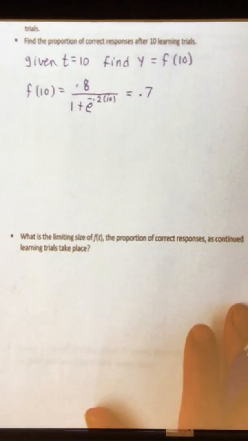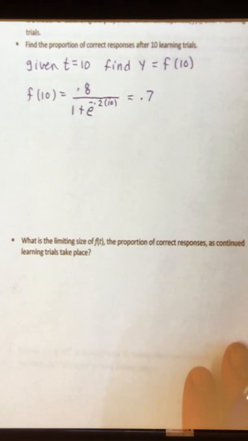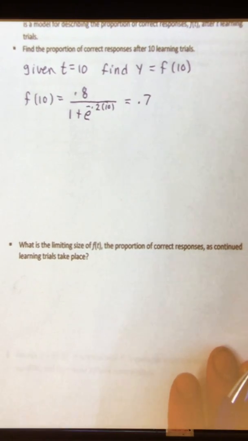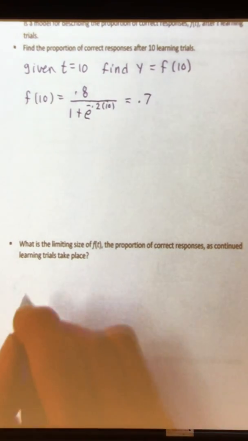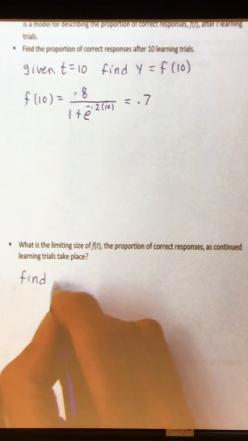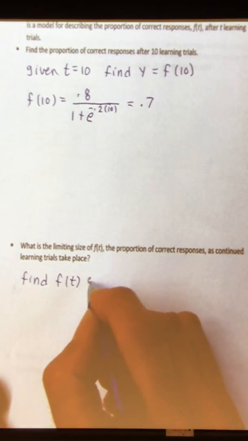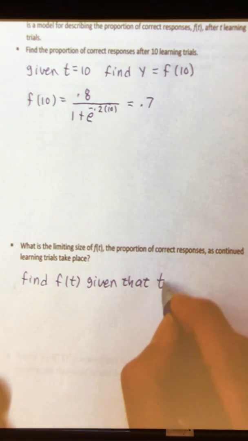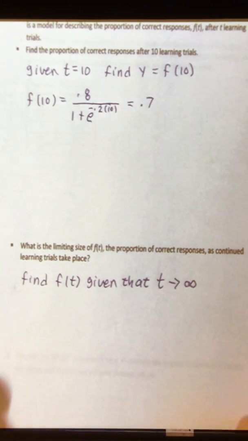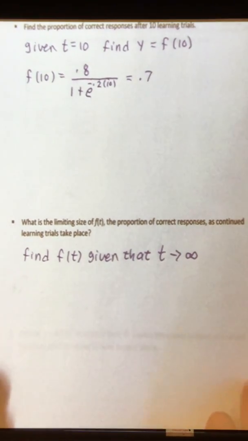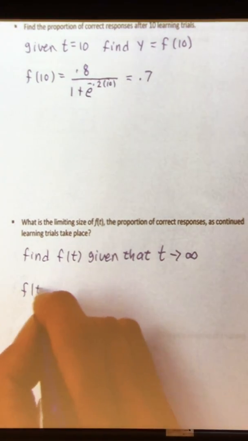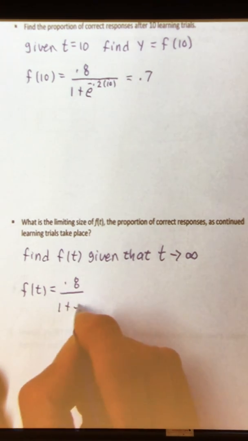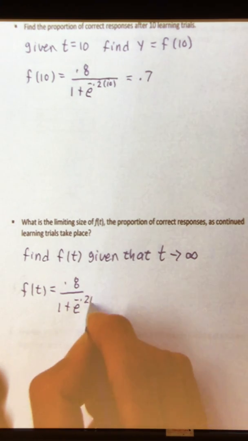The next part, we're asked, what is the limiting size of f of t, as more and more learning trials take place? So to translate, we're asked to find f of t given that the number of learning trials t increases without bound. What I suggest doing is first rewriting our function f of t. The given function is 0.8 divided by 1 plus e to the negative 0.2t.